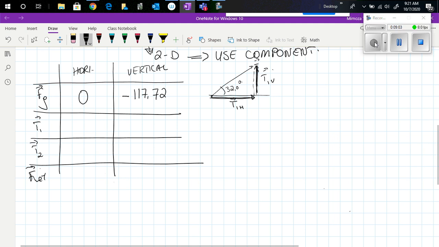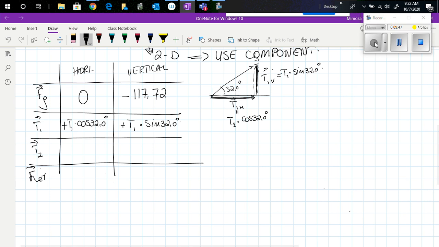However, what do we know? Since the horizontal component is the adjacent, it will be equal to T1 times cosine 32 degrees. And since the vertical component is the opposite, it will be T1 times sine 32 degrees. And they are both positive in this case. So the horizontal component will be positive T1 times cosine 32 degrees, and the vertical component will be positive T1 times sine 32 degrees.